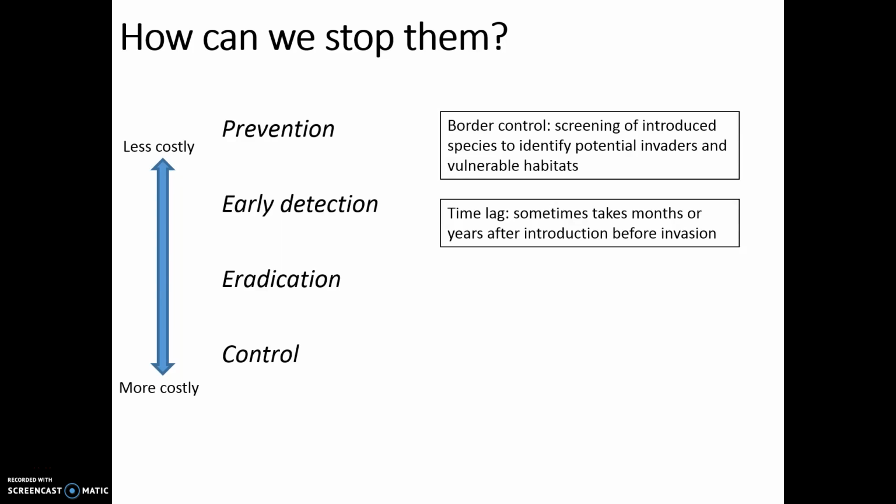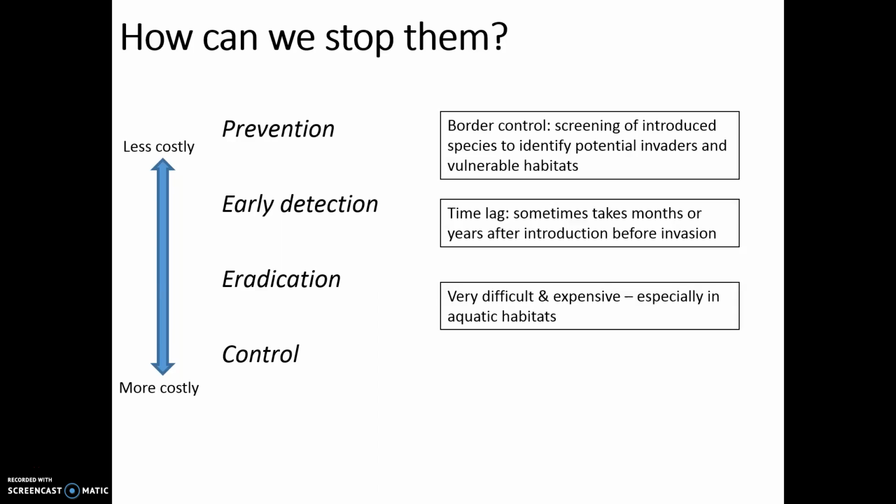Early detection is the next best thing. If you can catch something before it's spread too far, then that can really minimise the amount of resources needed. However, with many species there's a time lag, so it may take several months or years after an introduction before the invasion takes place. So early detection is sometimes not possible, because by the time you've detected it, it may be too late.